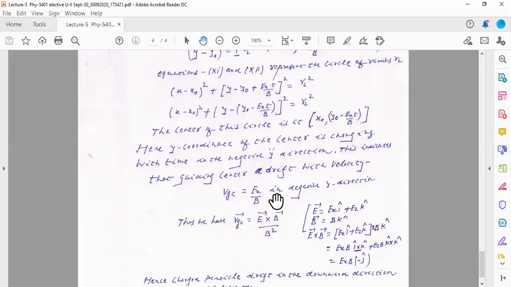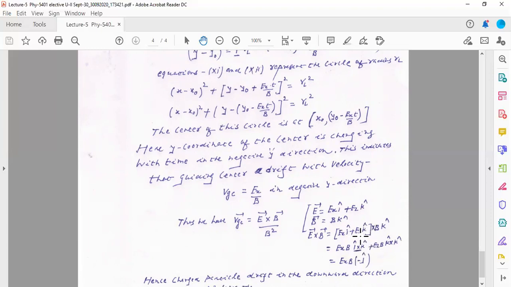The guiding center drifting in a negative y direction is given by the vector product E cross B over B squared. I write vector E as E_x i plus E_z k, because it is given in the xz plane. And the magnetic field is applied along the z direction, so I write B k. If you take the vector product E cross B, it is (E_x i plus E_z k) cross B k. The first term is E_x B times i cross k, and i cross k is always minus j. So the first term gives E_x B in the minus j direction.